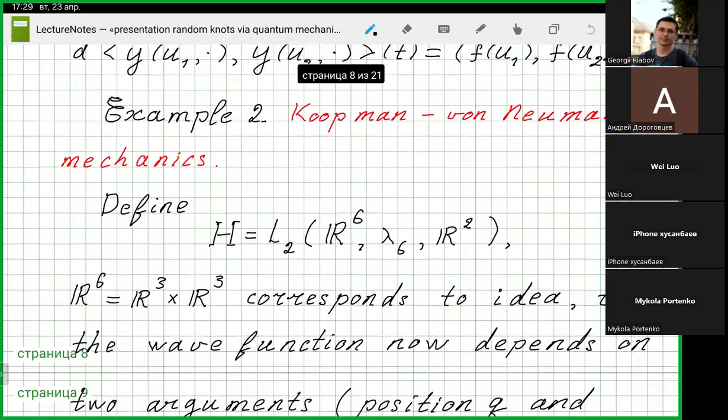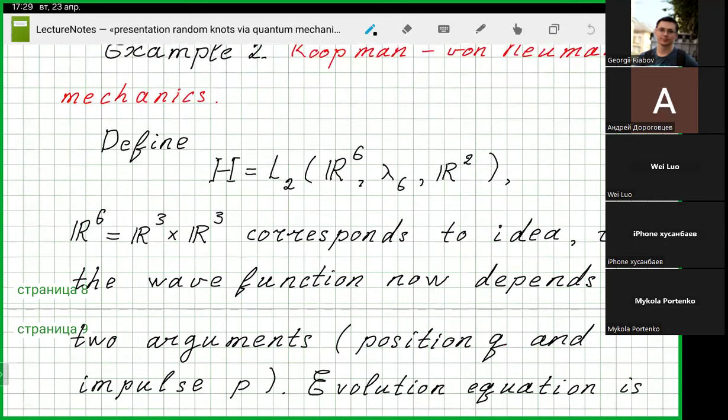And now define H as L2(R6) with Lebesgue measure, and again R2 as values. And consider this R6, as I said, is related to the product R3 multiplied by R3, and corresponds to the idea that the wave function now depends on two arguments, position Q and impulse P.